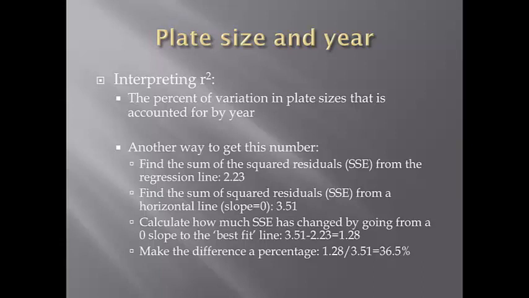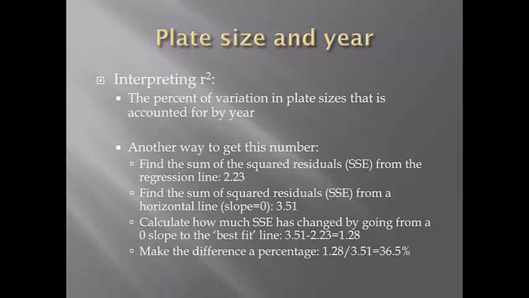There is another, more complicated way to get the value of R squared, but a way that gives more insight into why the interpretation is what it is in terms of percent of variation. To get this, find the sum of the squared residuals. Some people call this SSE, or the sum of the squared error from the regression line.